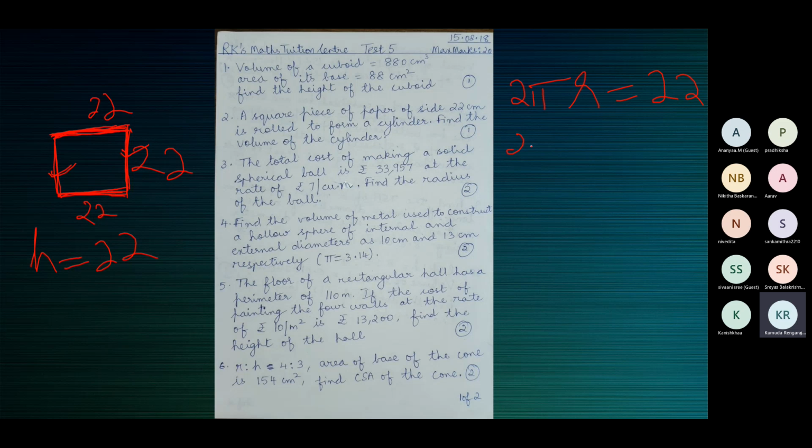On working this, 2 into 22 by 7 into r is equal to 22. So 22 gets cancelled. So you get r is equal to 7 by 2. Radius is equal to 7 by 2. So now you have the radius and the height of the cylinder. Find the volume.